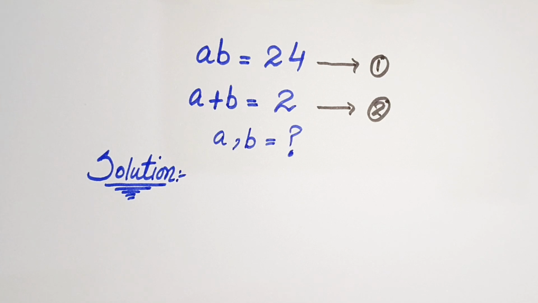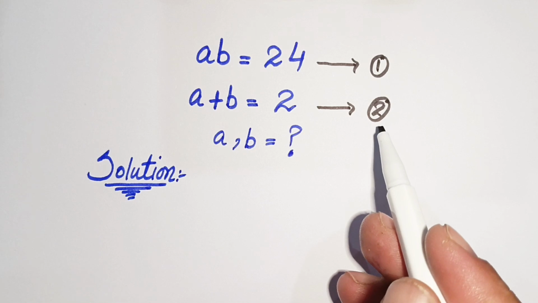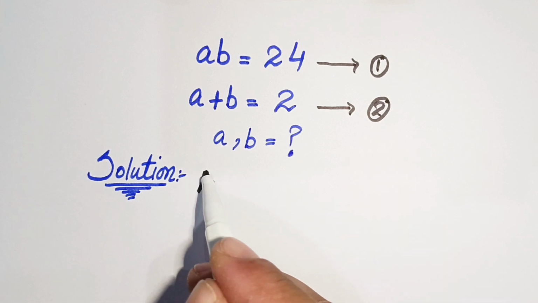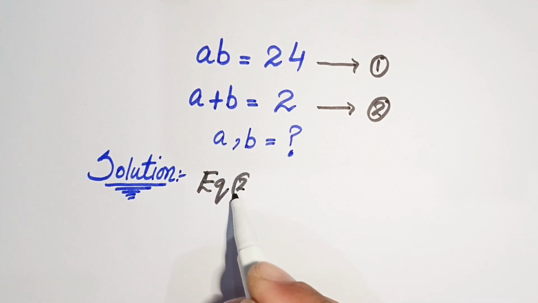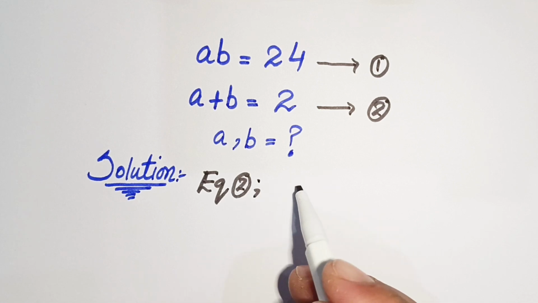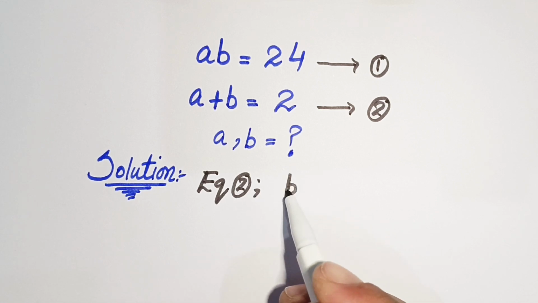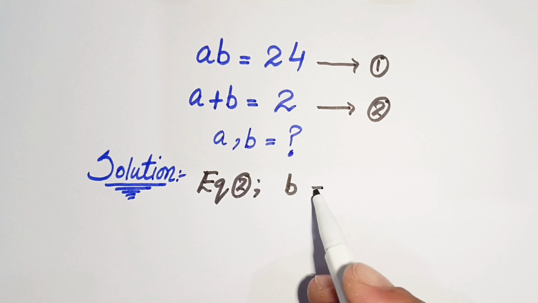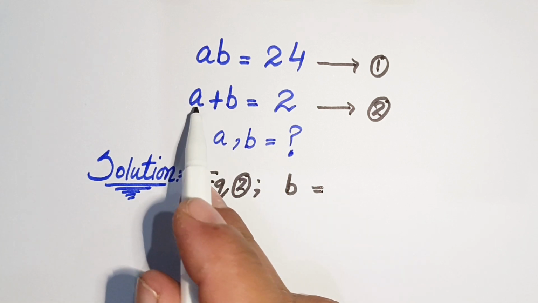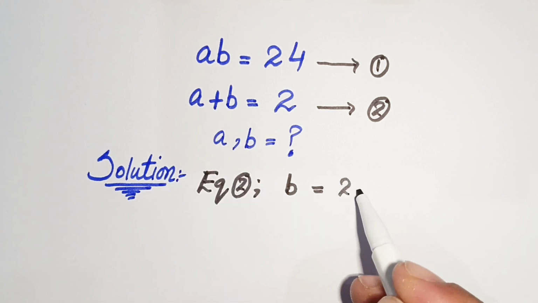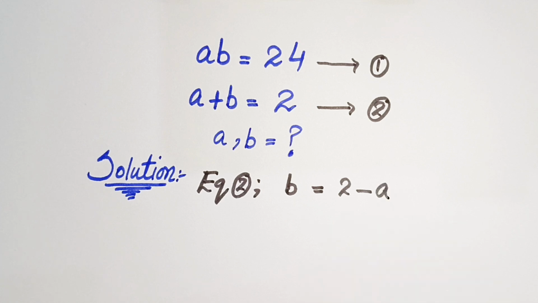For this purpose, we are going to express equation 2 for b. So equation 2 is a plus b is equal to 2. If we shift this a to the right-hand side, we will get b is equal to 2 minus a. Let's say it is our equation number 3.